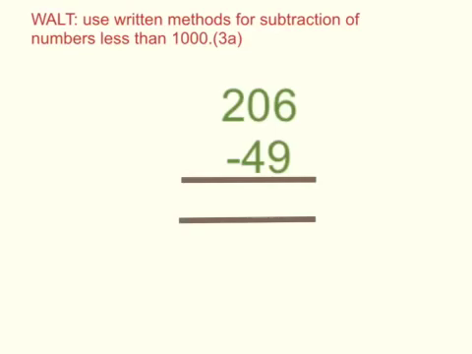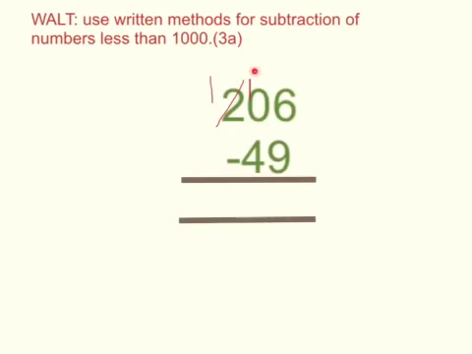First, you should have started with your units column. 6 subtract 9. This would give you a negative number, so we need to borrow. The column next to the units, the tens, doesn't have any, so we then need to go to our hundreds. This then gives me 100. I carry back to the previous column, which is now 10.